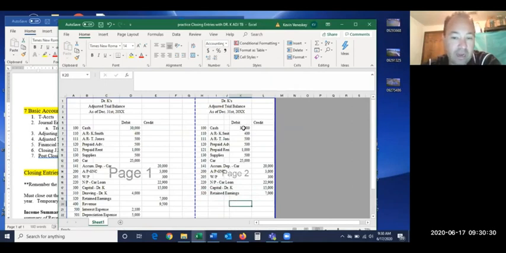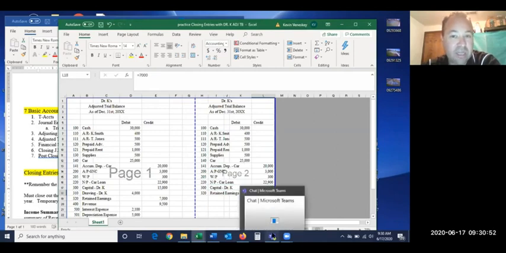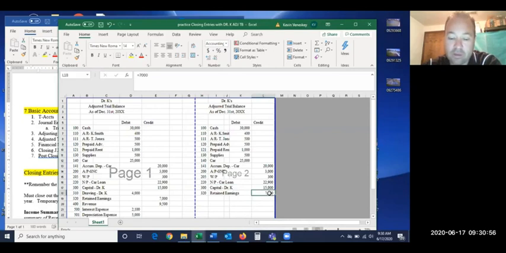Because if you remember, I didn't do anything with cash. Nothing in our closing entries did anything with cash, nor any of the other assets. They all stayed the same. I didn't do anything with my liabilities. And I also didn't do anything with my capital or common stock account. Nothing happened there. The only thing that did change was this number. My retained earnings is not 7,000 anymore. So I need to get rid of that.